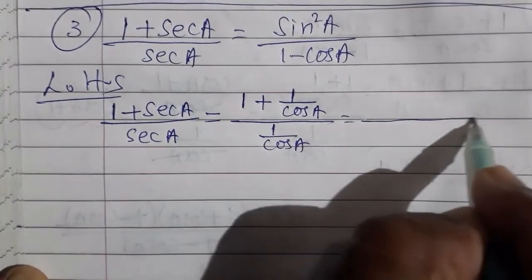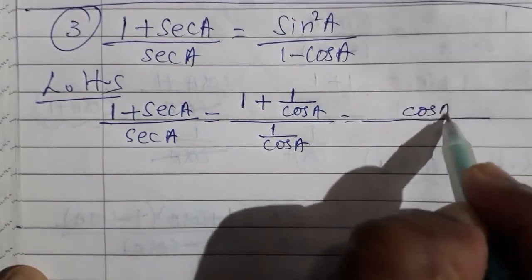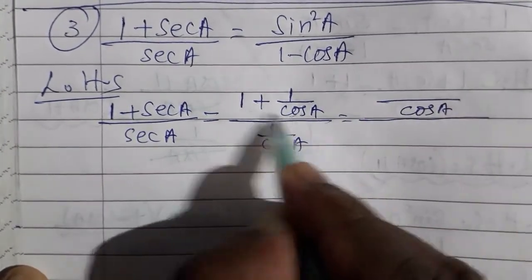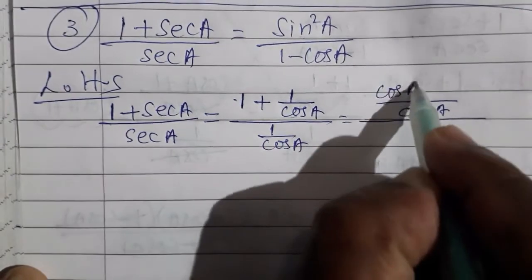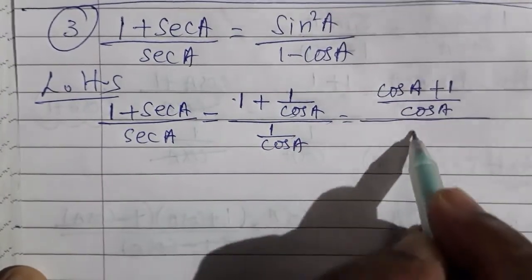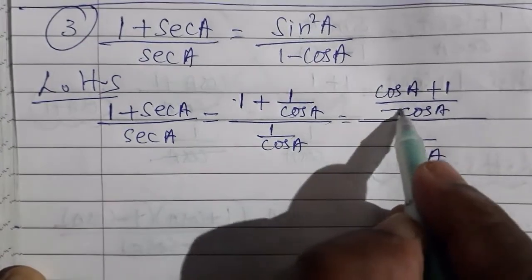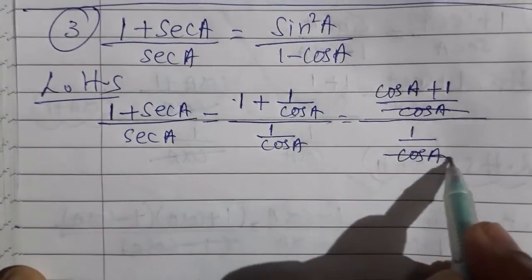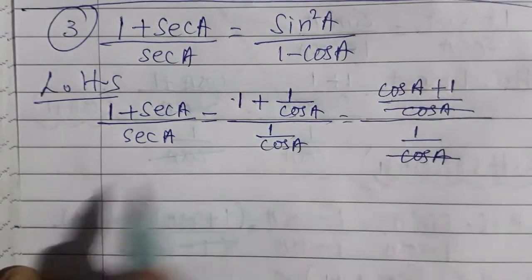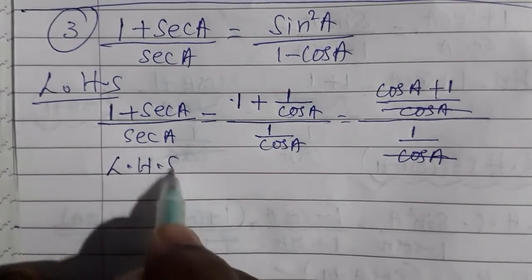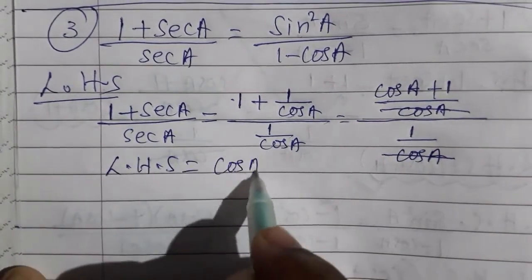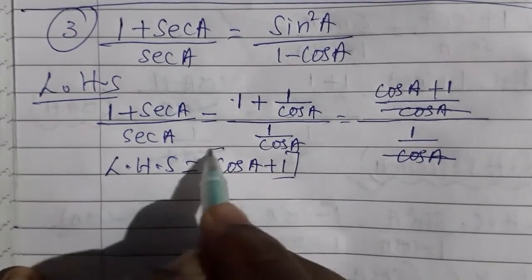Now I will take the LCM. We know cos a is the LCM. Now 1 into cos a is cos a plus 1, divided by 1 by cos a. You can notice cos a in the denominator. Cos a in the denominator will cancel. What is remaining? Cos a plus 1. So on the left hand side I have cos a plus 1.